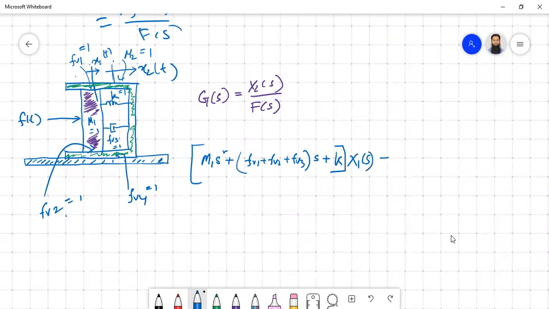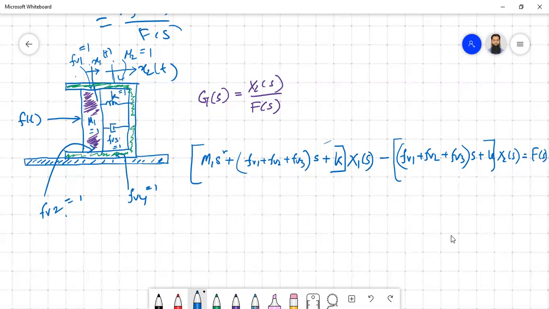Now, what is common between X1 and X2, or mass 1 and mass 2, is basically the 3 viscous dampers and 1 spring. So all are common: FV1 plus FV2 plus FV3 times s, plus K. These are the common things, times X2(s). And the force is applied on M1, so we can write F(s).